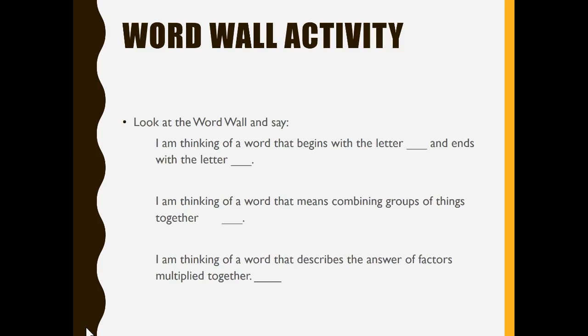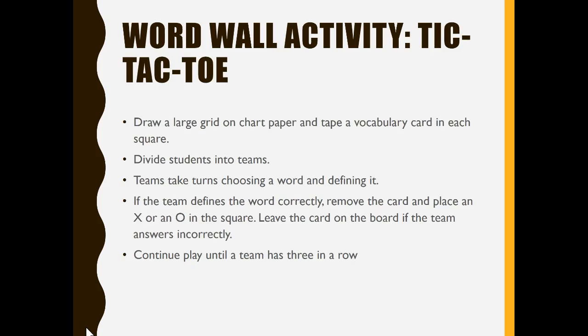One word wall activity to make it more engaging for the kids would be to look at a word and say, I'm thinking of a word that begins with the letter M and ends with the letter N. It could be multiplication. Or I'm thinking of a word that describes the answer of factors multiplied together, which would be product. So this is just an idea that you could do with the kids, and then you can pick a student that gets the right answer and have them give the next definition. You can also play tic-tac-toe with your word wall.